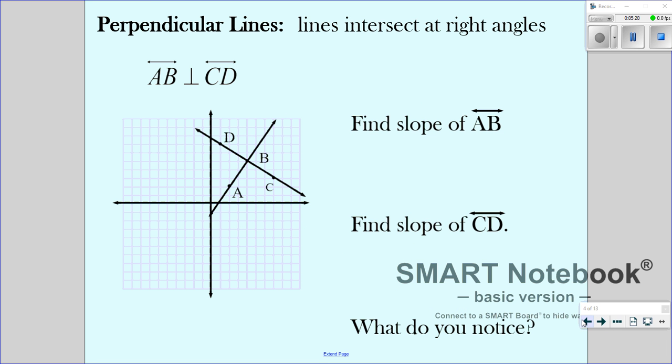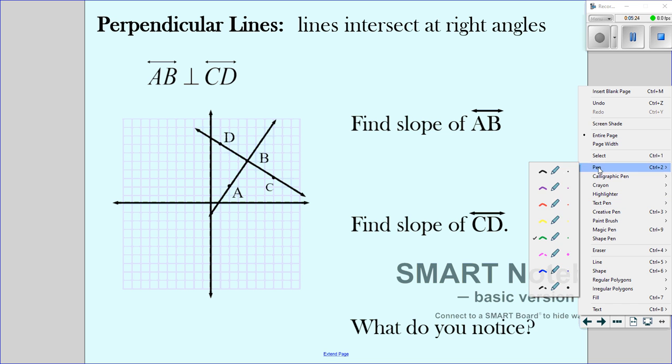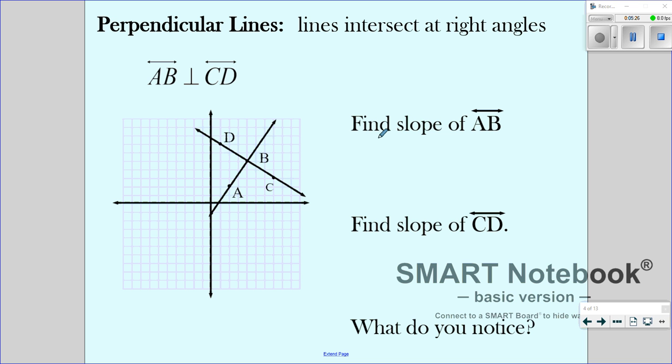Okay, let's go to perpendicular lines. So let me use another color. They say find the slope of AB. So I'm going to put M and then AB. Let's look at AB. Again, I'm going to do the rise over run. So from A, go 1, 2, 3, 3 up, that's positive, and then 1, 2, 2 to the right, which is positive. So it's 3 over 2.